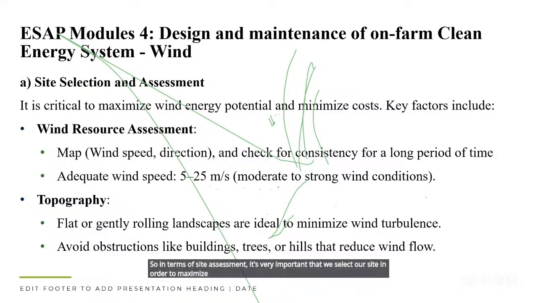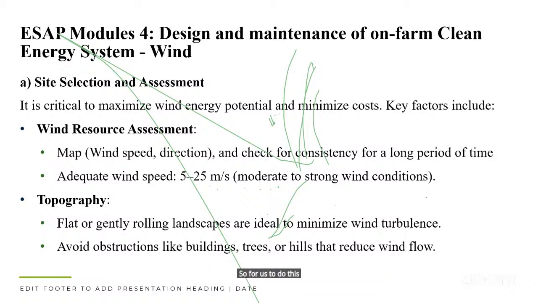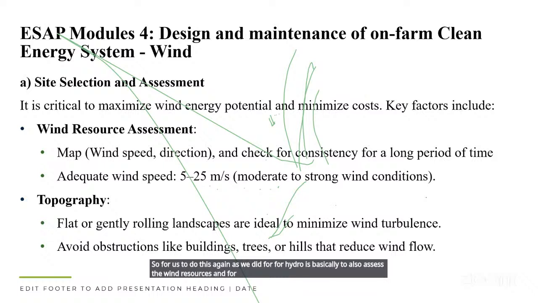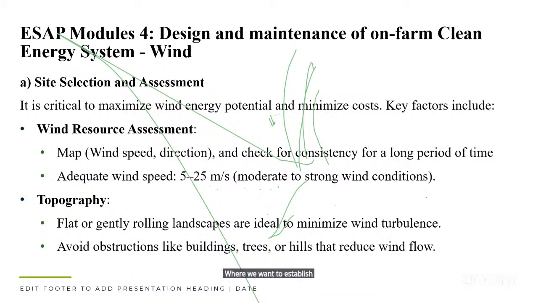So in terms of site assessment, it's very important that we select our site in order to maximize the potential energy of the wind and minimize the cost of installation of the project. So for us to do this, again, as we did for hydro, is basically to also assess the wind resources. And for someone to assess the wind resources, we need to know the wind speed, the wind direction at every location where we want to establish our project. And we need to check the consistency.